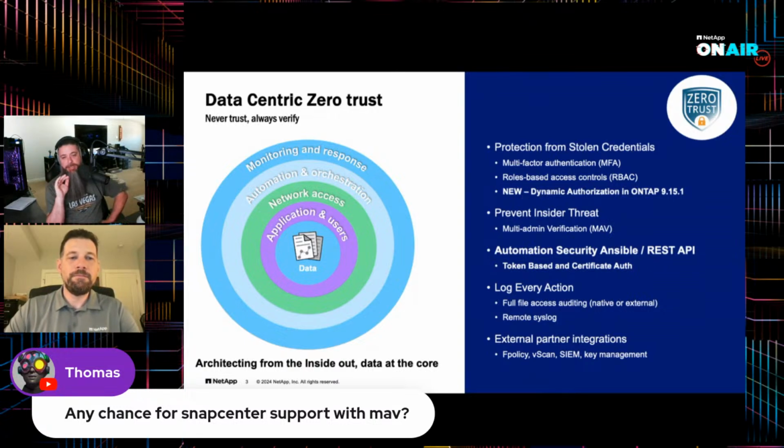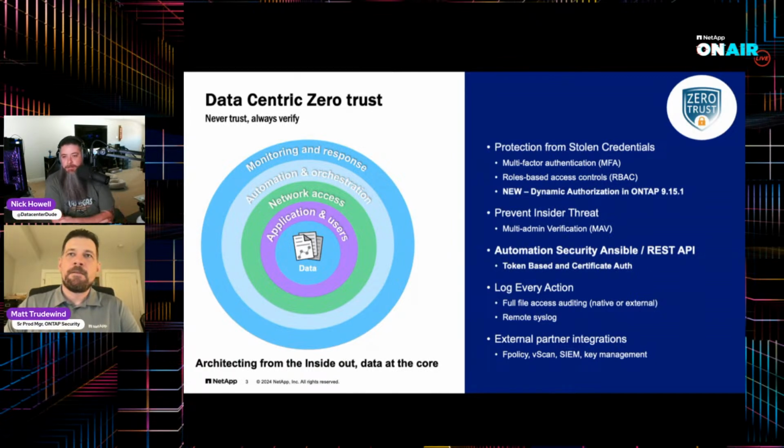But any chance, when we get into multi-admin verification, are we starting to see it spline out into some of our other auxiliary software, or is this kind of staying specifically within ONTAP? I can't commit to what's coming or anything, but it's something that we've heard of, and so we're taking that into consideration, right? It's such a cool and unique feature, and we know that. So I think it's something that we're definitely looking into. Can't tell you a timeline, but yeah, it makes sense. Thanks, Thomas, for the question. That's a good one. All righty.